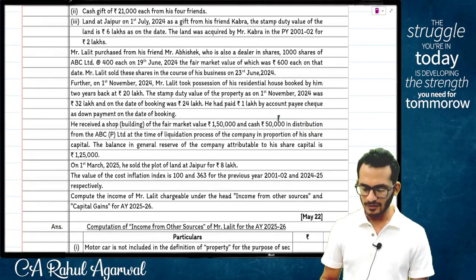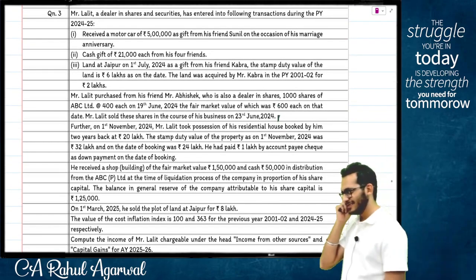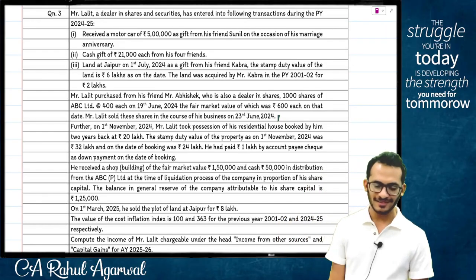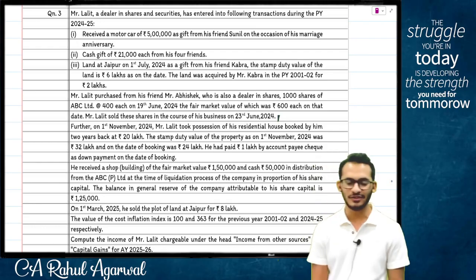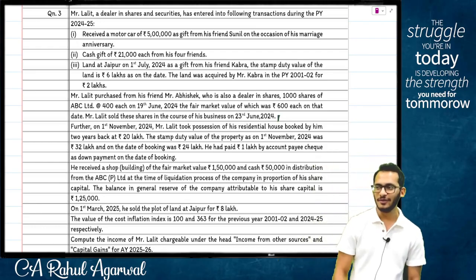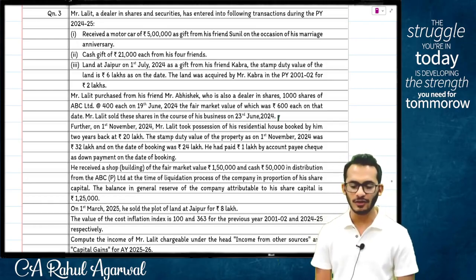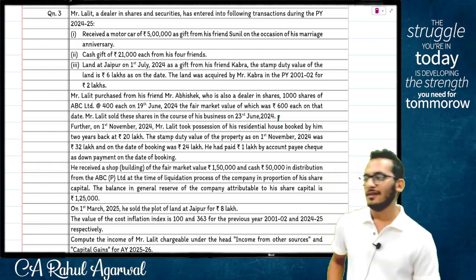Yes, I think this was your subsequent question in your mock number 3. Had you noticed your book carefully, you would have found all answers here itself. Mr. Lalit is a dealer in shares and securities and has entered the following transactions during the previous year 24-25. The person has received a motor car of 5 lakh rupees as gift from his friend Sunil on the occasion of his marriage anniversary. Taxable, not taxable? Not taxable.